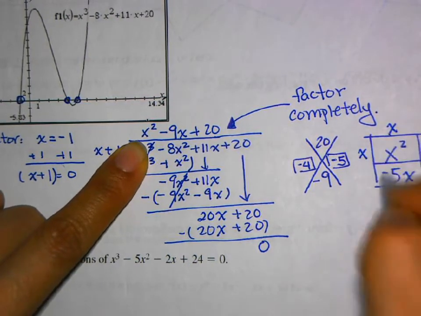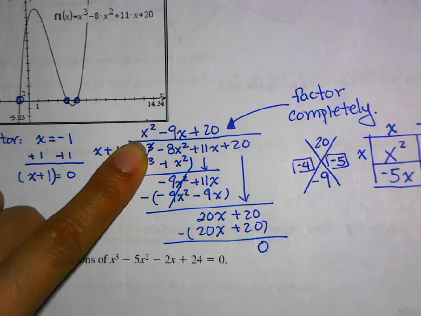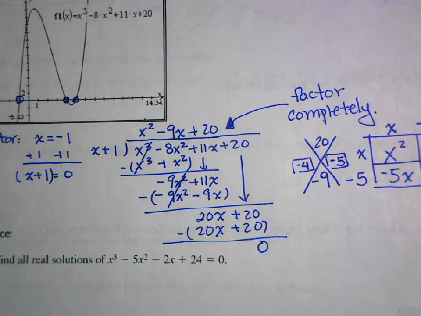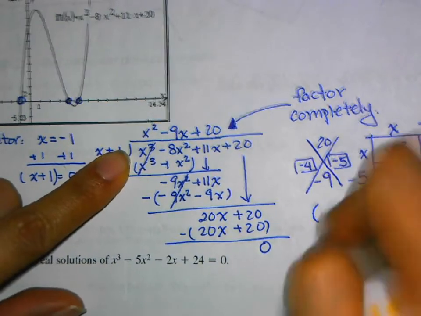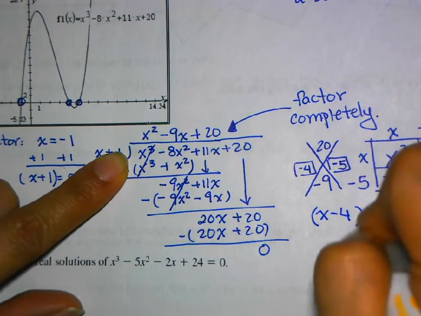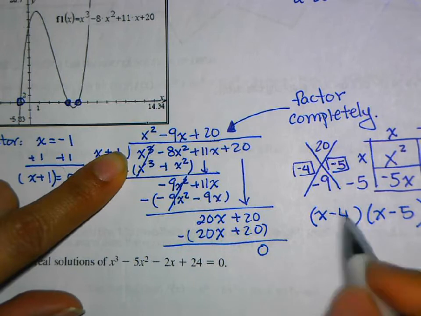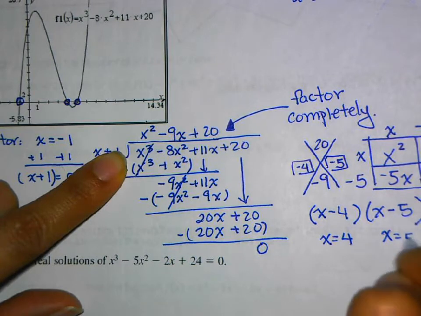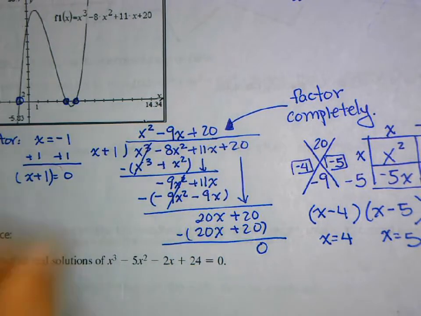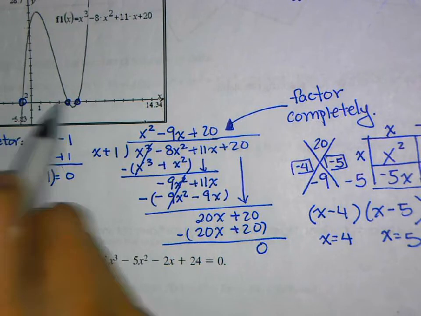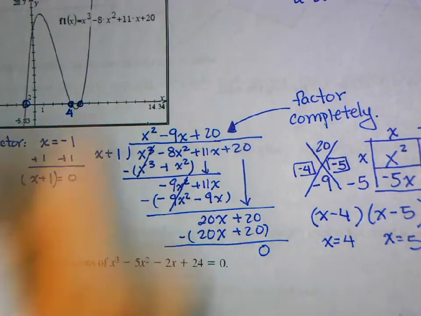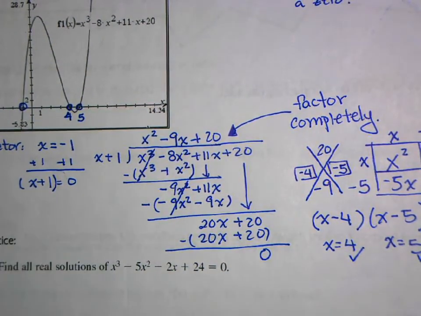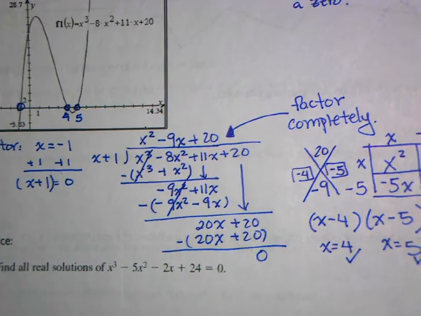So that's going to give me x times x is x squared. x times negative 4 is going to give me negative 4x. x times negative 5 is going to give me negative 5x. So factoring this out, I get x minus 4 times x minus 5. And if I were to solve for the zeros, I know that x equals 4 and x equals 5. And if I'm checking, I can look. This is 1, 2, 3. That is definitely x equals 4. And that is definitely x equals 5. So I just verified that both of these are solutions.